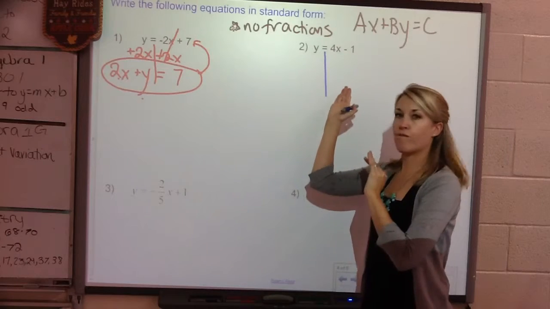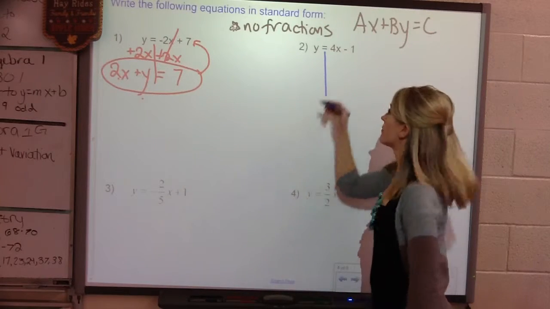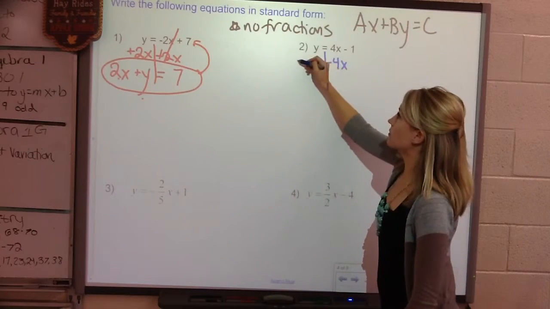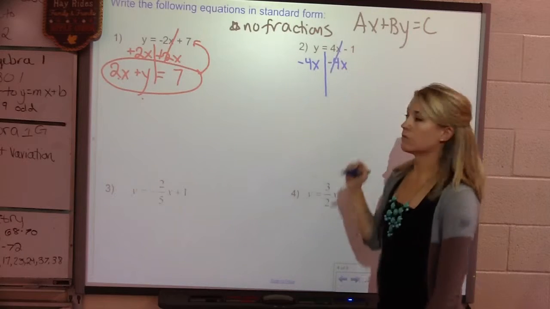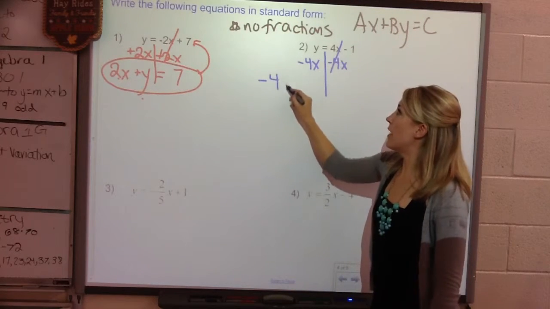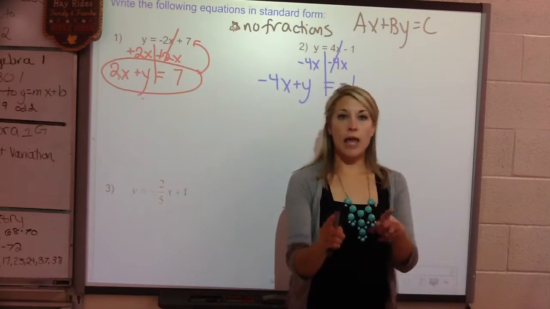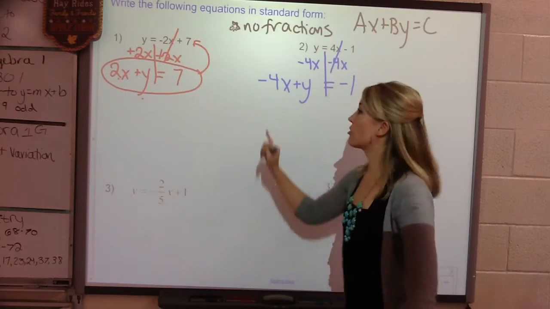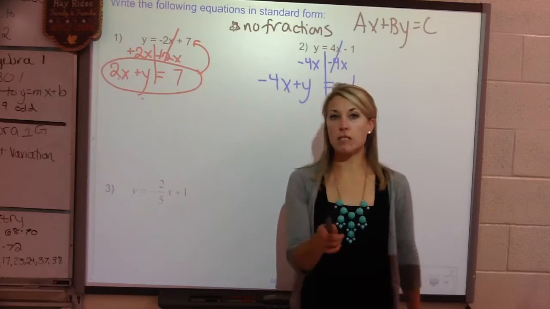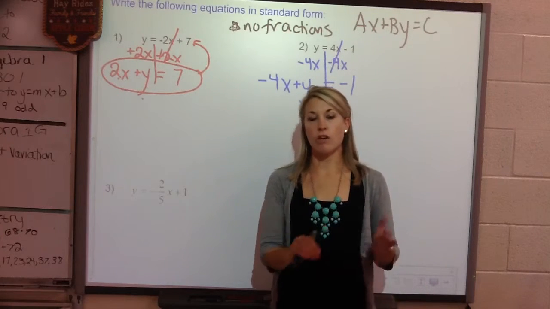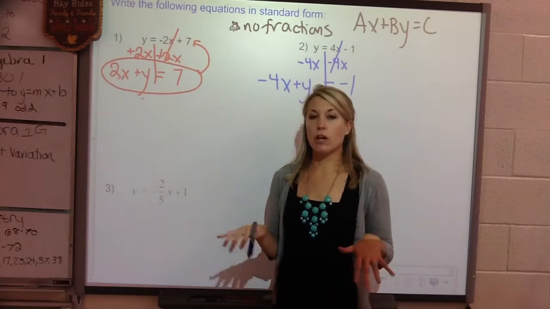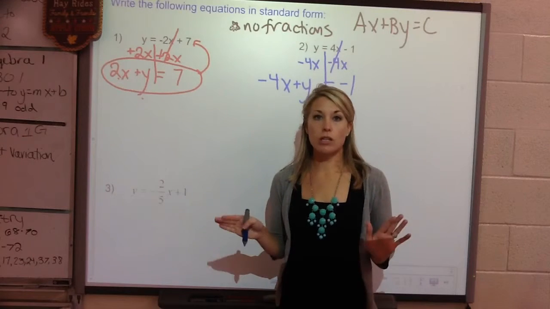I want to get that 4x to the other side. So I'm going to subtract 4x, subtract 4x. I get negative 4x plus y equals negative 1. Now, everything's good here. There's no fractions, but the problem is my a term is negative. We usually don't like to start with a negative a term. We usually like it positive.